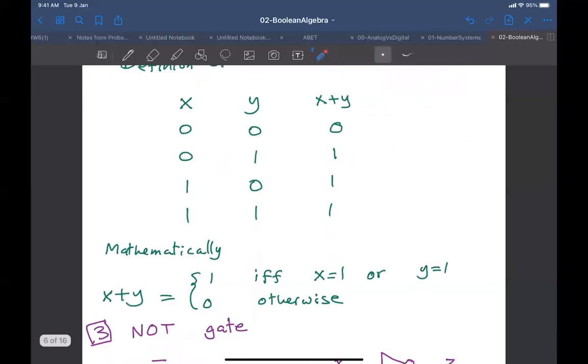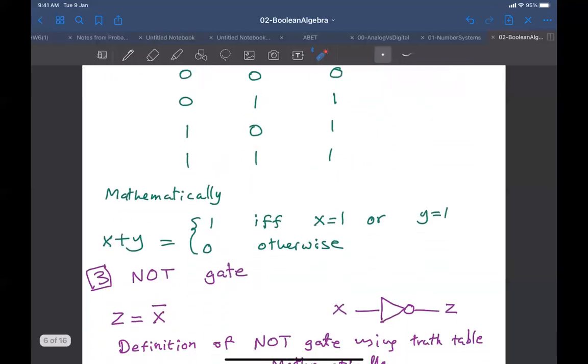All right. So mathematically, we say X ORed with Y. We don't say plus, we say OR. We say X OR Y is equal to 1 if and only if X is 1 or Y is 1. And it is 0 otherwise.